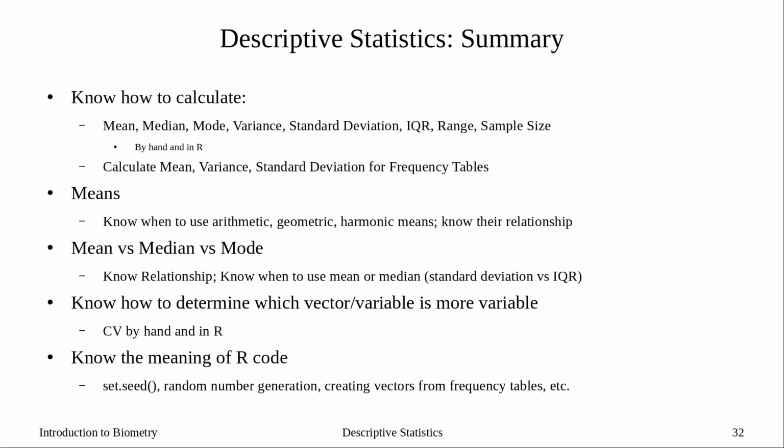For the means, I want you to know when you would use the arithmetic versus the geometric versus the harmonic means, and also know their relationship. So if we have the geometric mean, know if the arithmetic mean is going to be larger or smaller than it. I also want you to know when you might use the mean versus the median versus the mode. Really, the important part is when would you use the mean or the median. And relatedly, also know when you would use standard deviation versus the interquartile range.